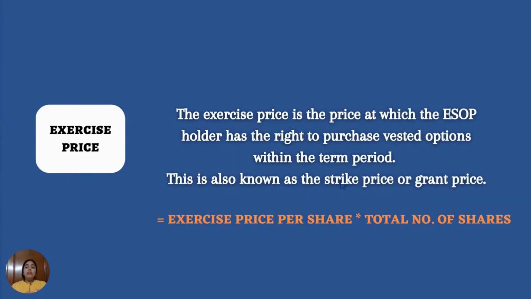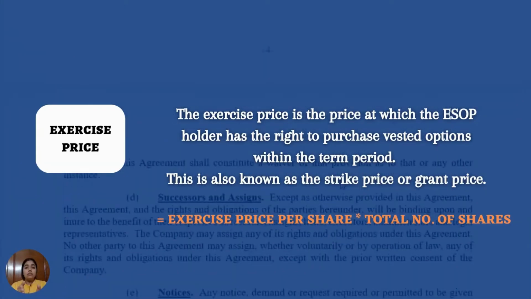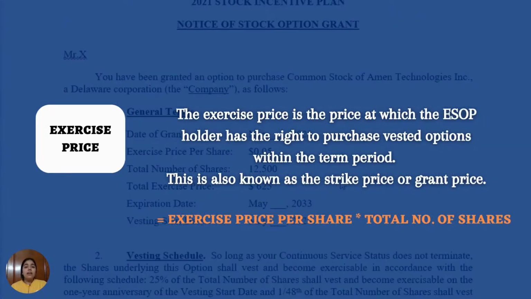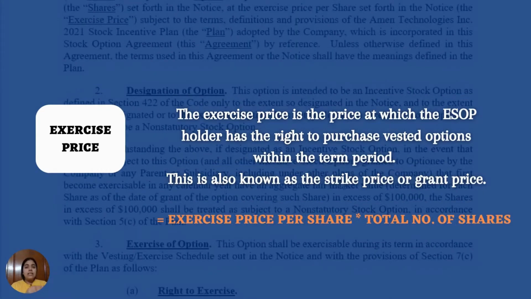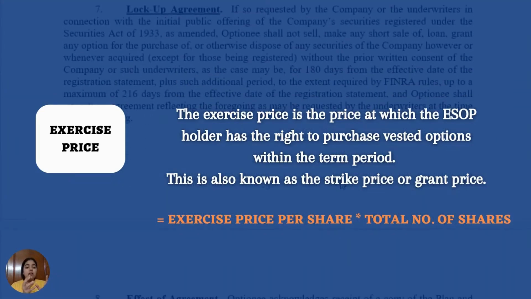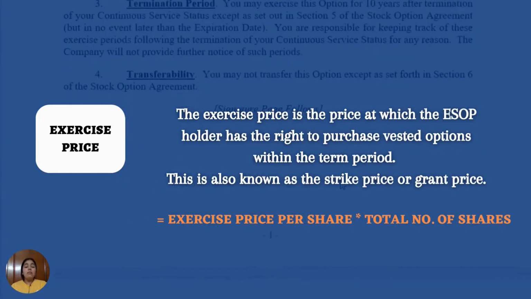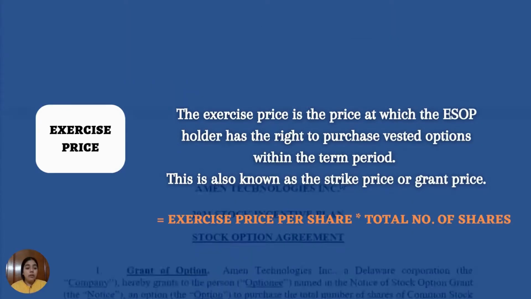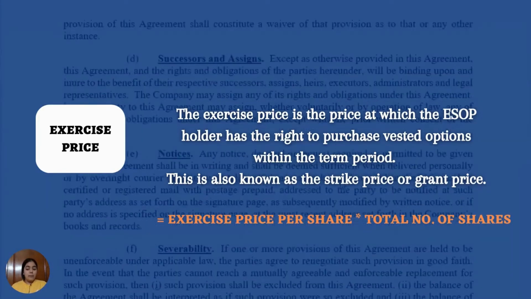The employee who has been allotted ESOPs is not allocated shares on the basis of the current market price. They are allocated at some discounted price per share or at some minimal cost. So we will be calculating the total exercise price as the exercise price per share, that is the discounted price or the minimal cost per share, multiplied by the total number of shares being allotted to the employee. This is also known as strike price or grant price.